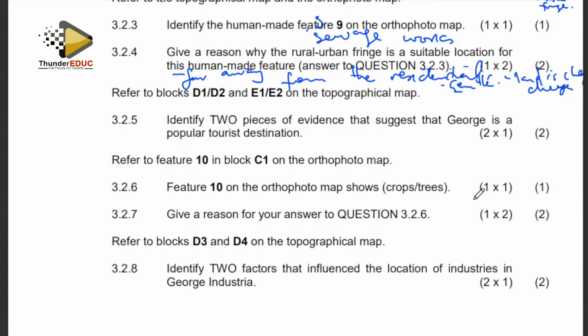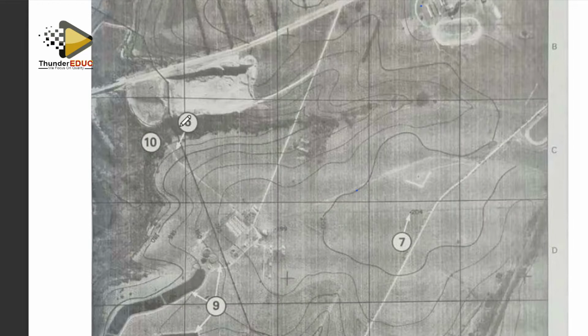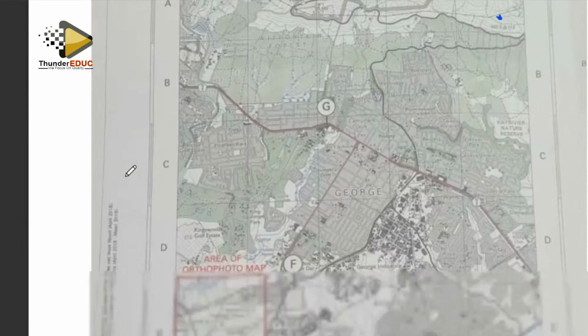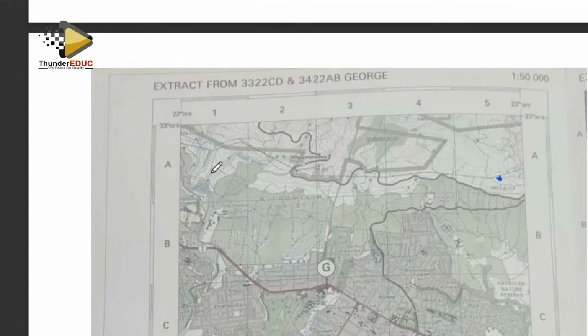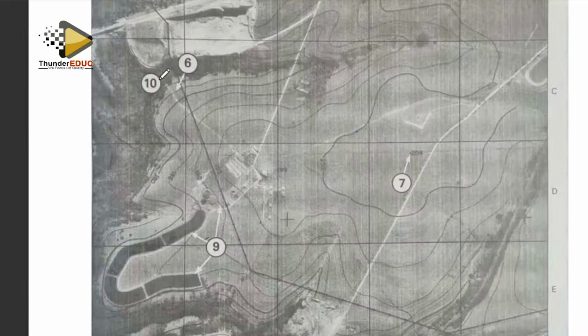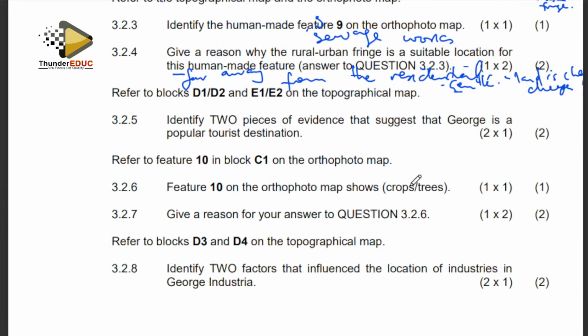Feature 10 on the orthophoto map shows crops or trees. Definitely those can't be crops. In this sense, if you cannot tell what this is, you can combine it. Look at this. This is 10 here. What is this? These greens are trees. So when you come here, you know that this texture here, normally the rough texture here, is indicating trees. These are all green trees. So in this sense, the answer for this one can't be crops. It's trees.